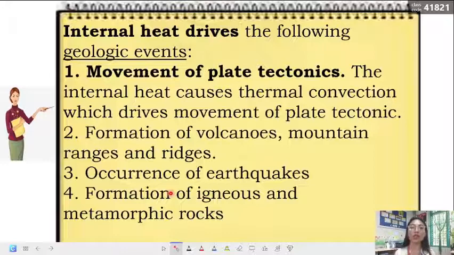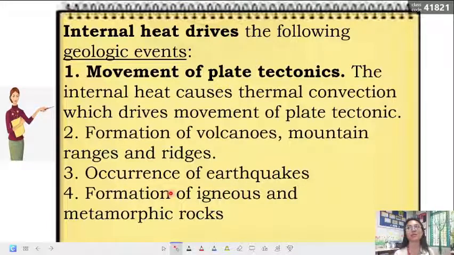So, internal heat drives the following geologic events. So, mao ni siya nahitabo tungod sa kainit sa sulod sa Earth or the internal part. Number 1, movement of plate tectonics. The internal heat causes thermal convection which drives movement of plate tectonics. If you notice from the convection current, the rising and sinking of the particles or the materials causes the movement of plate tectonics.